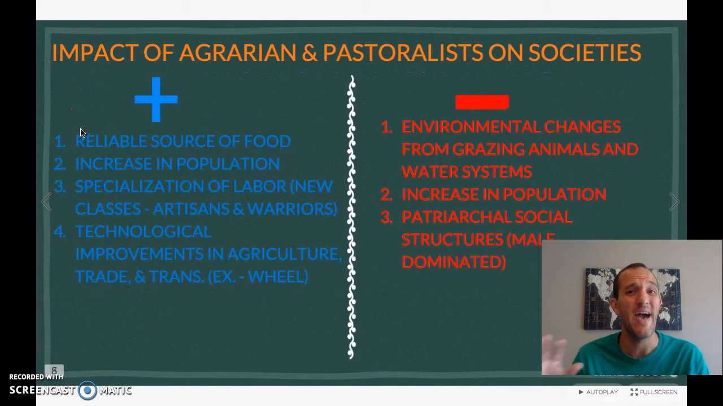So with this, the agrarian and the pastoralist, some positive and negatives on society, and you can kind of see them all here. Really, we get a more reliable source of food, although some historians have debated how much more reliable agrarian societies were compared to nomadic, because with agrarian societies, you have floods, you have bad crop years, and then everyone starves. You have diseases that are going to be spread. But for the most part, we'll consider it to be a more reliable source of food.